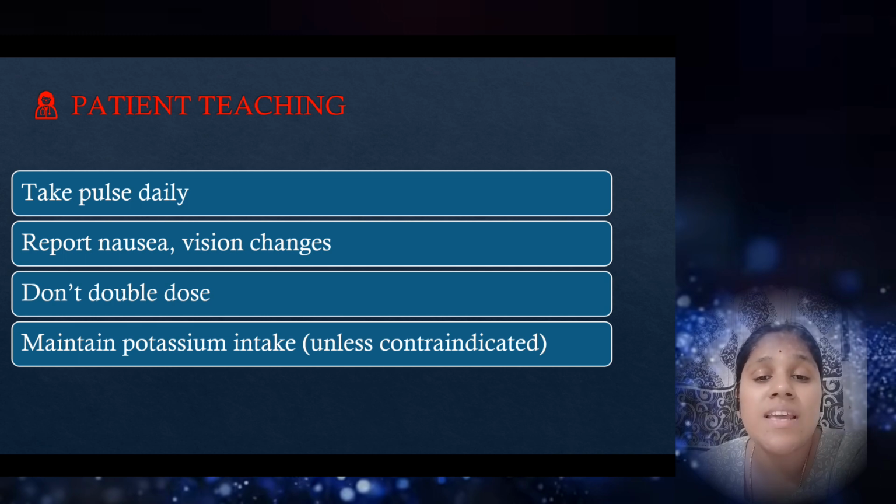So the pulse has to be taken. It is always the apical pulse. It is not the radial pulse. It is a trap. So this is about digoxin.